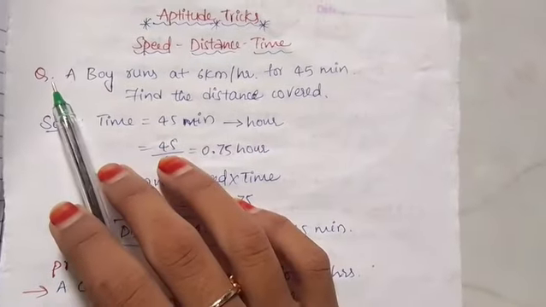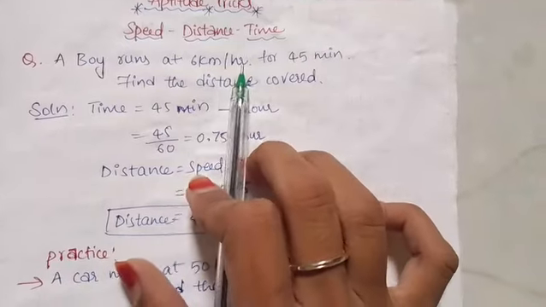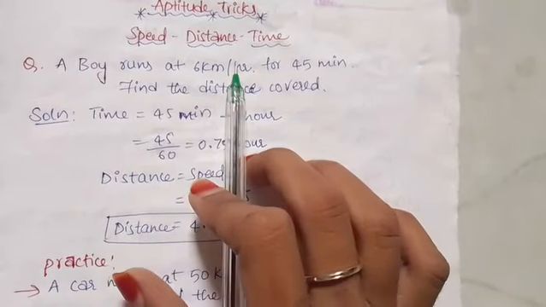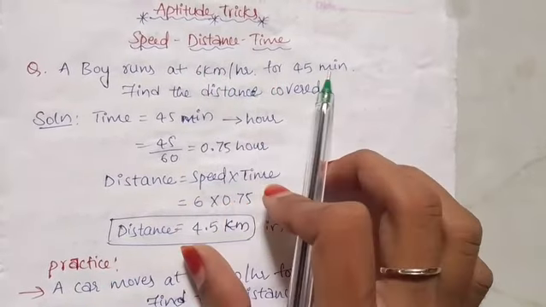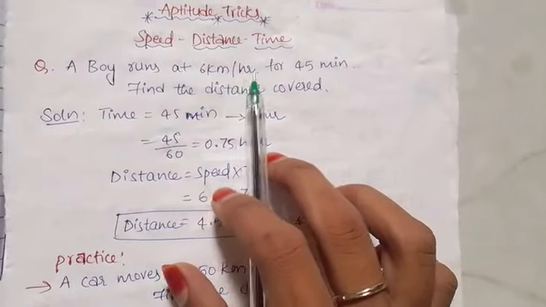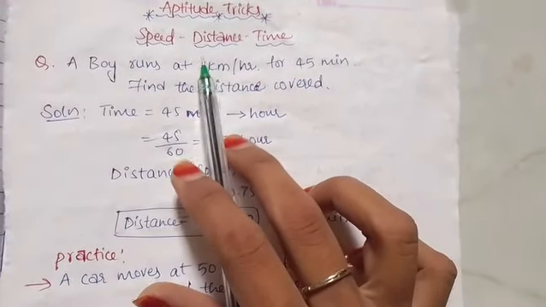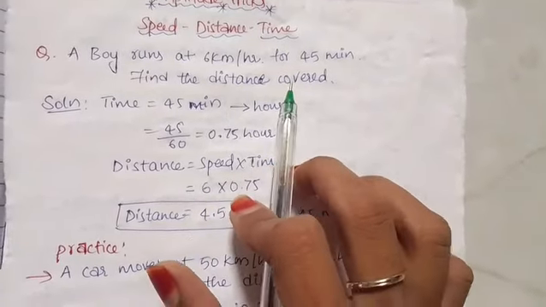Let us start with an example. A boy runs at 6 km per hour, means he will take 1 hour to run 6 kilometers. For 45 minutes, find the distance covered. Means per 1 hour he will run 6 kilometers. For 45 minutes, what is the distance he covered?